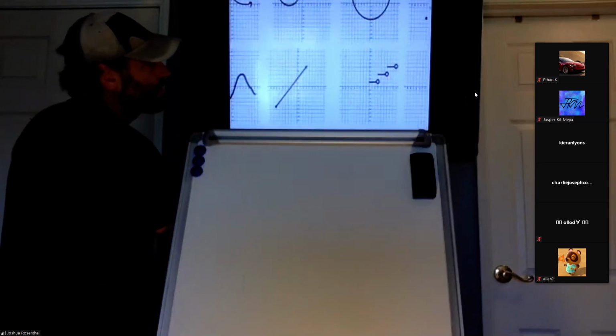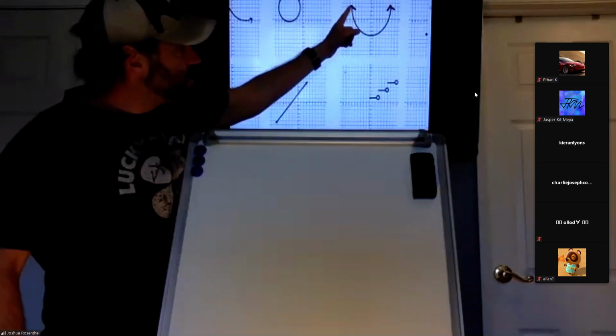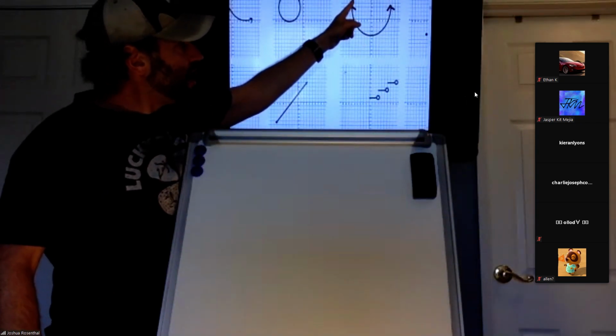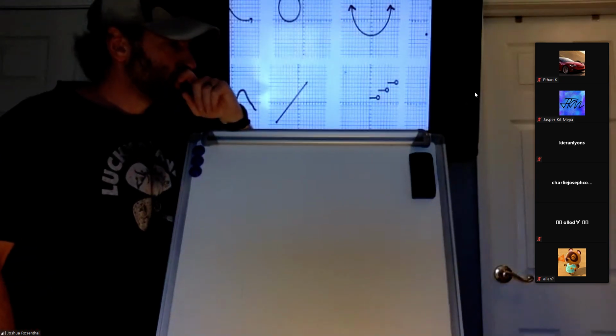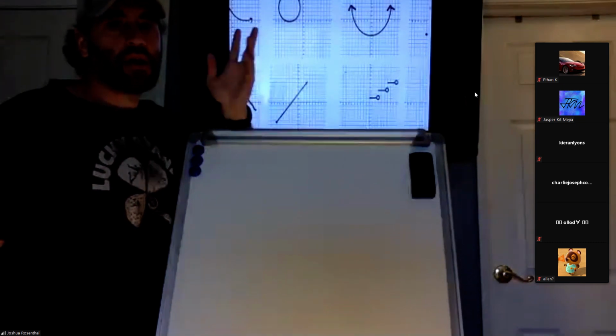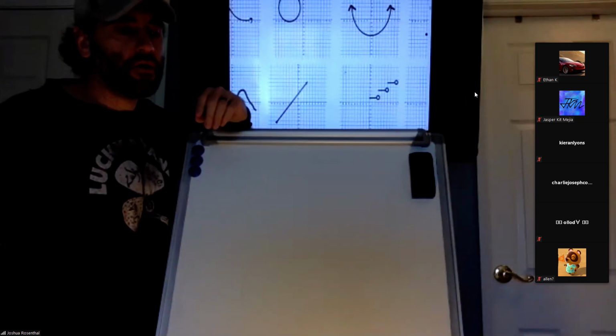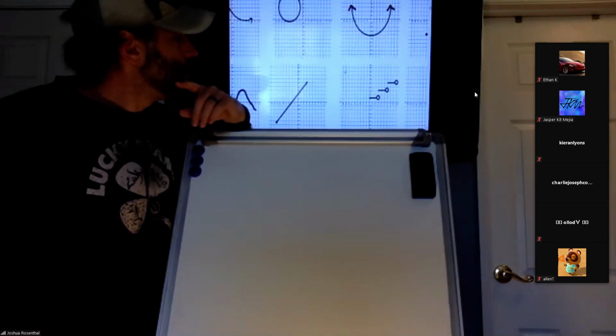Why wouldn't it be? These don't ever go straight up. In a parabola, it never goes straight up. It always has to move over before it goes up again. It'll get steeper and steeper, but it won't ever go straight up and down. Therefore, it's a function.